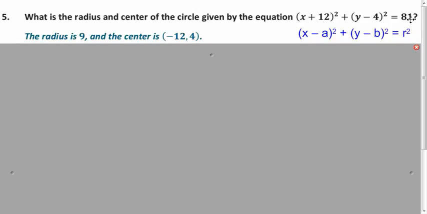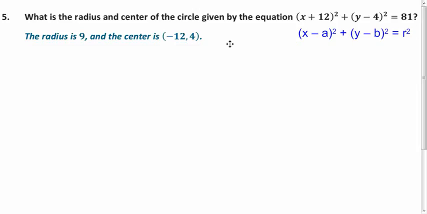So now we have the equation of a circle, and I want to figure out its radius and center. So try that, and I'll show you my answer. Remember, we take the opposite signs for the coordinates of the center, and this is the radius squared. So the radius squared is 81. The square root of that is 9. And the center is going to be -12, 4. Right? We switch the signs here.